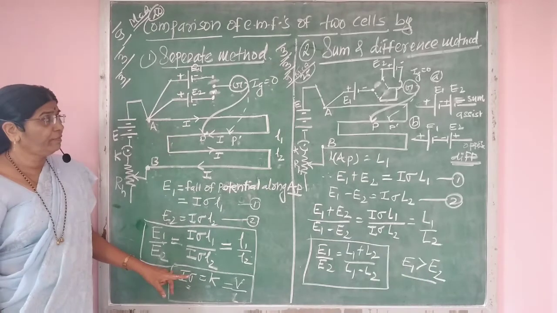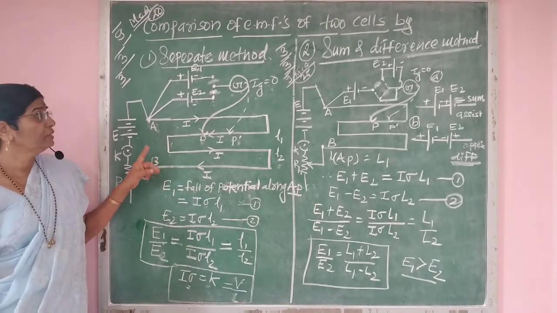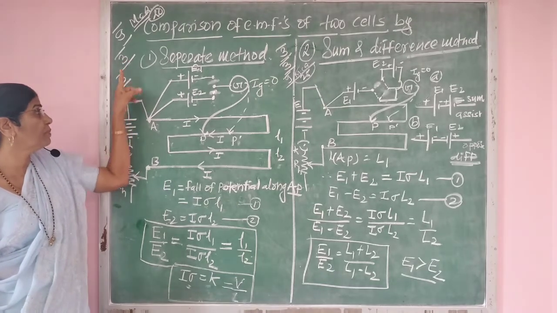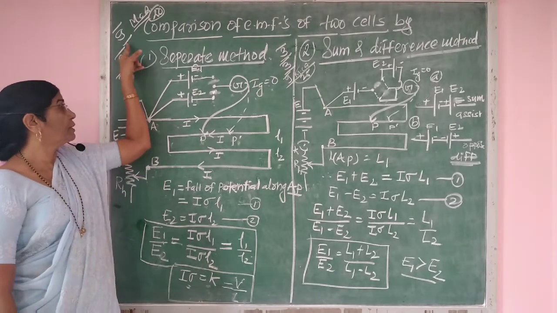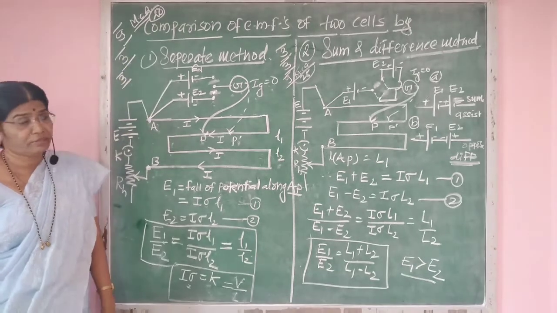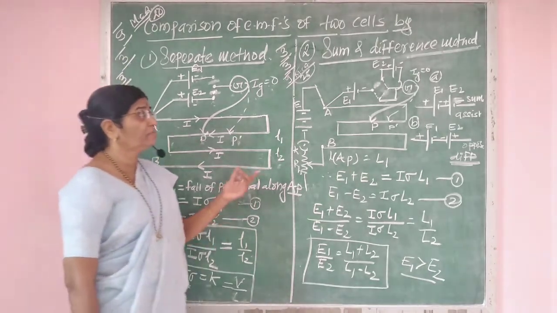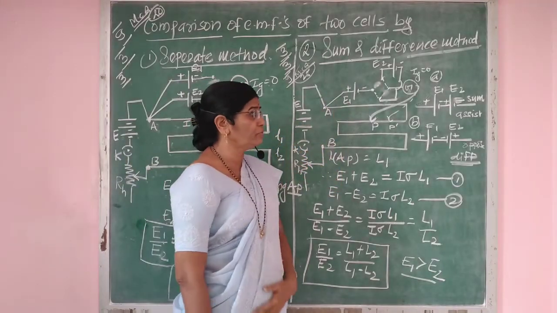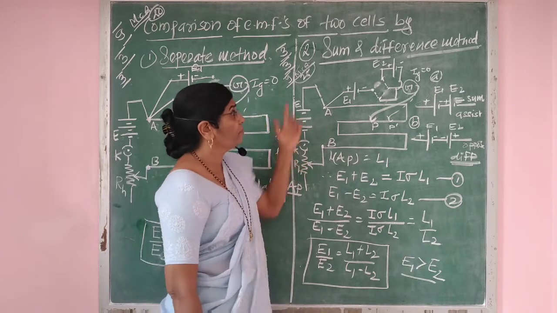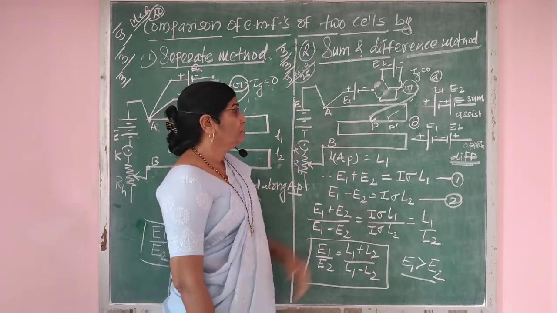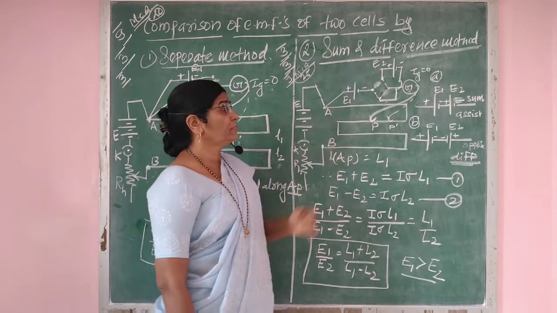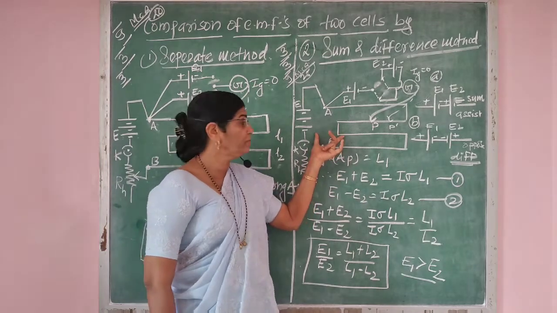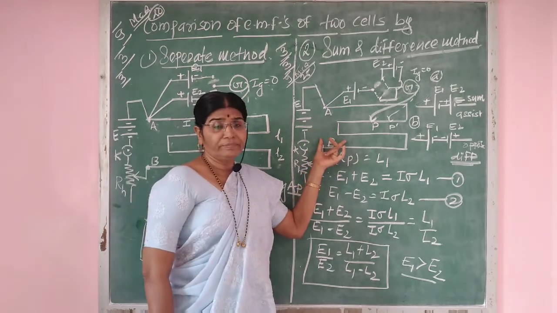In this way we have to see the separate method which is asked in the board for 3 marks, problems 3 marks, practical for 9 marks. After that we have to see the another method, that is sum and difference method or assist and oppose method by using a potentiometer. To compare the EMFs of two cells by sum and difference method, the required electrical circuit is shown in figure. Do you understand?